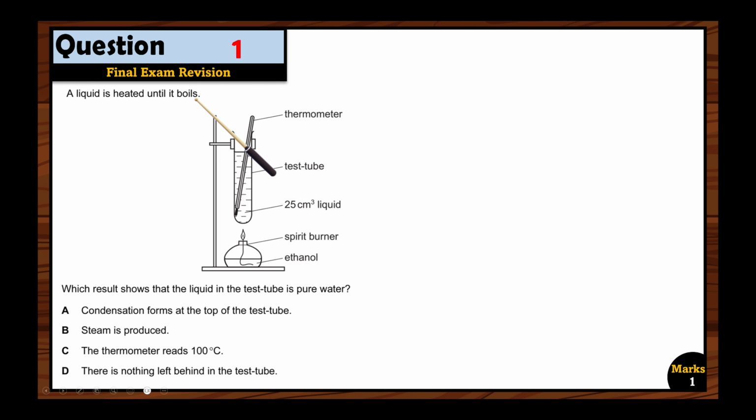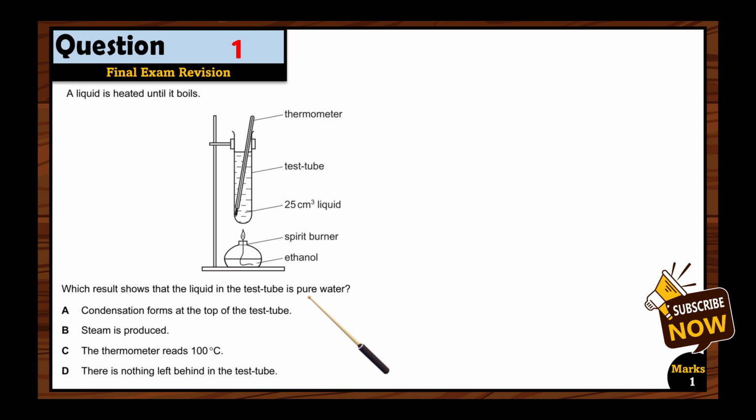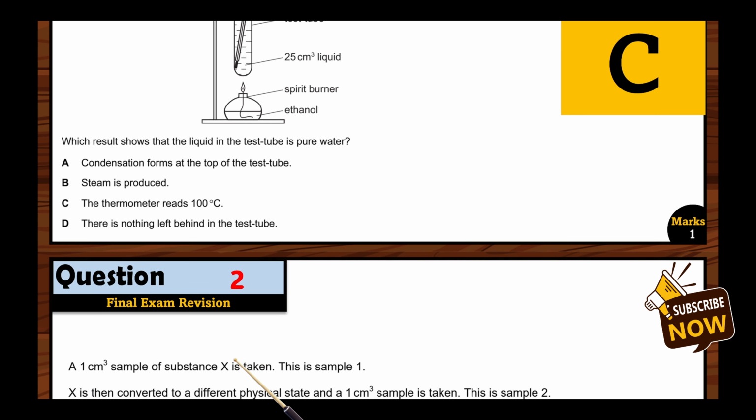A liquid is heated until it boils. Which result shows that liquid in the test tube is pure water? So how will we know about the purity of any substance? It is only through its boiling point or its melting point, because every substance has its own boiling or melting point. If you see over here, the thermometer reads 100 degrees Celsius, and we already know that the boiling point of water is 100 degrees Celsius. So option C is correct.